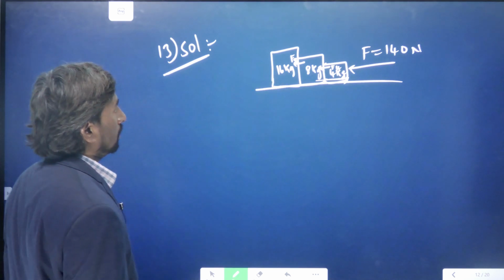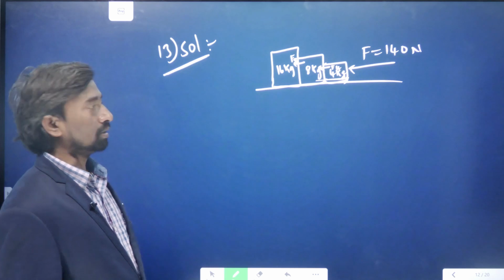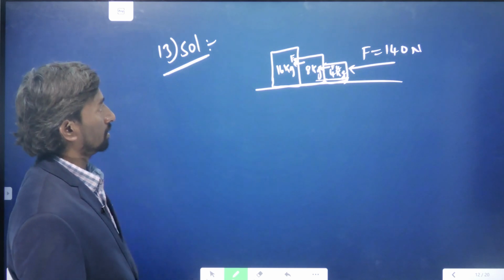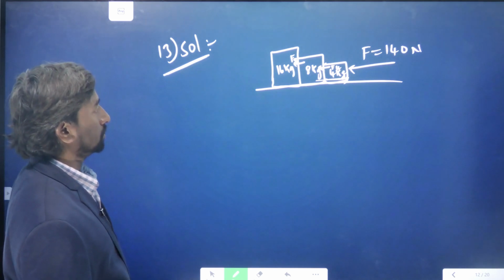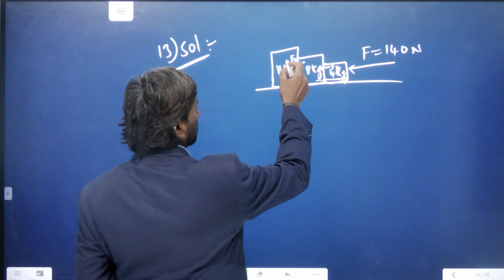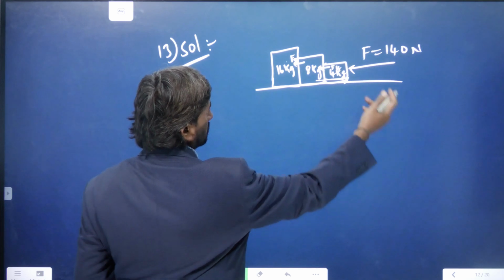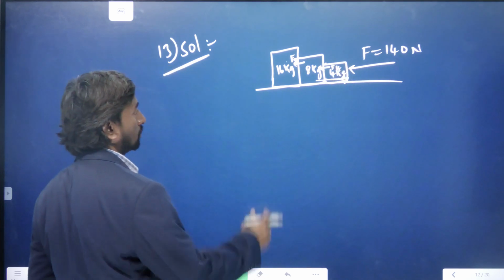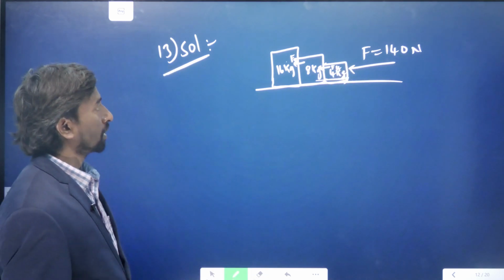Now here, what forces are acting? That we should find out. Here on the 16 kg block, F8 is acting and the 40 newton force is acting there. Both are in the same direction.